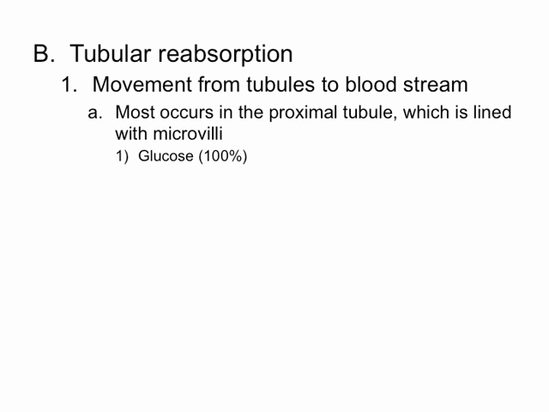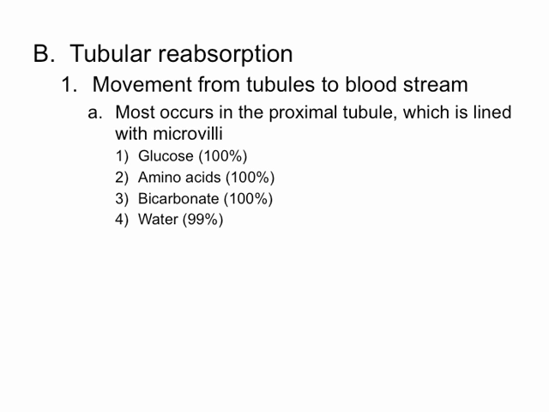The glucose that gets filtered, 100% of that gets reabsorbed. You should not have glucose inside of your urine. 100% of the amino acids that are filtered get reabsorbed. 100% of the bicarbonate is going to be reabsorbed. About 99% of the water, so almost all of the water that we filter out is going to get reabsorbed, and of course some of it has to make its way into the urine. 99% of the sodium is going to get reabsorbed. About 50% of the urea actually gets reabsorbed as well.